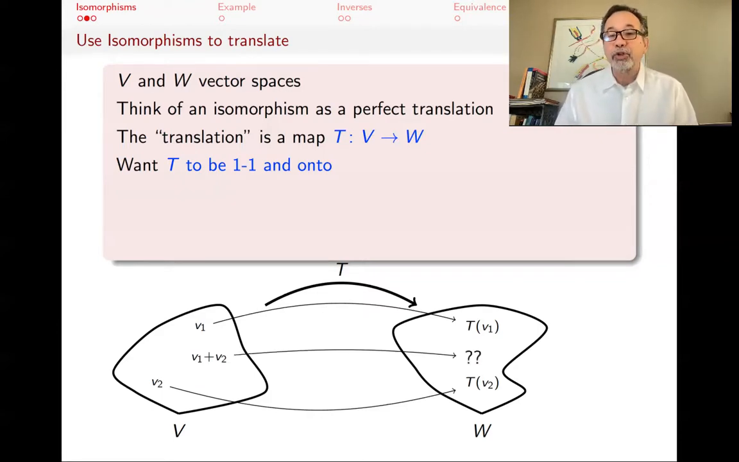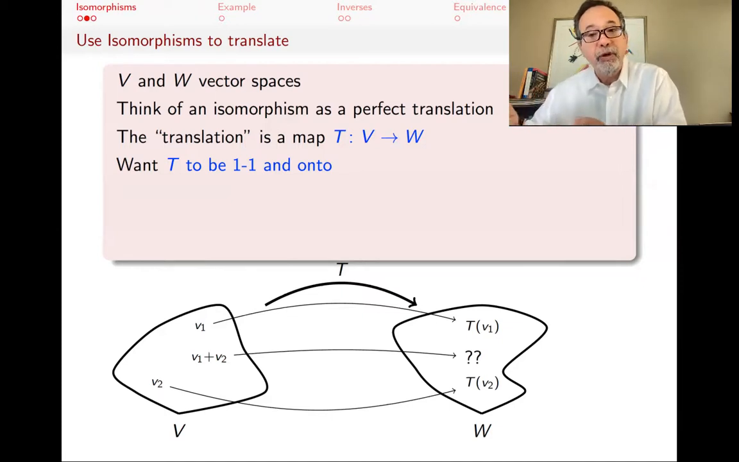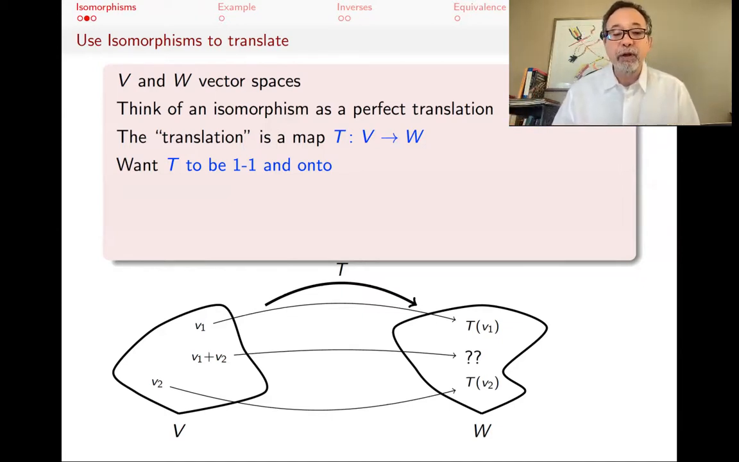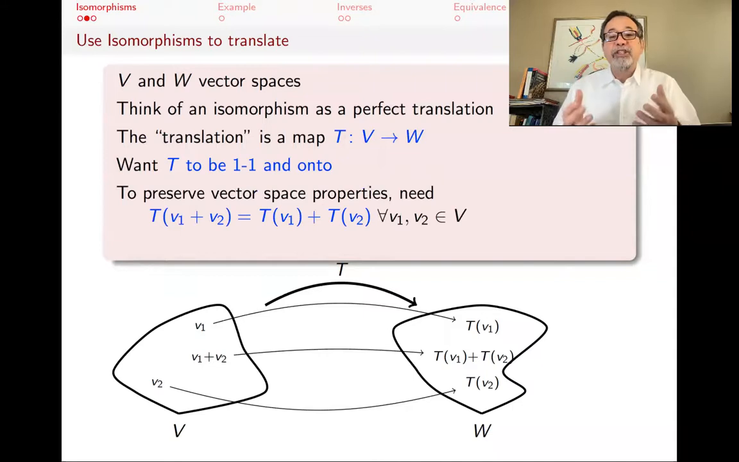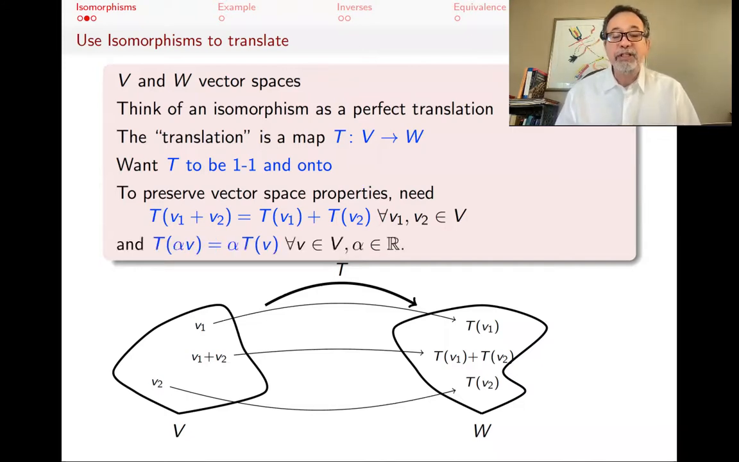So where should that element go to? Can I send it anywhere I like, or are there restrictions? And what I want is, I want V1 plus V2 to correspond to T of V1 plus T of V2. So I want to send V1 plus V2 to T of V1 plus T of V2. And so one of the requirements is that to preserve the addition property, I want for all vectors V1 and V2 in V, upside down A means for all, I want T of V1 plus V2 to be T of V1 plus T of V2. But I also want the same thing for scalar multiplication.